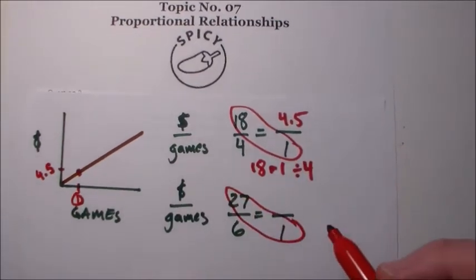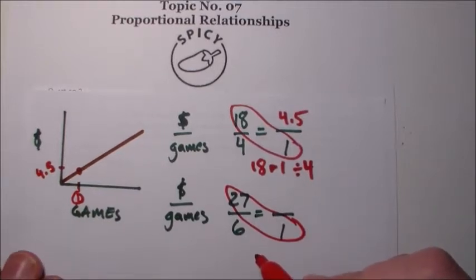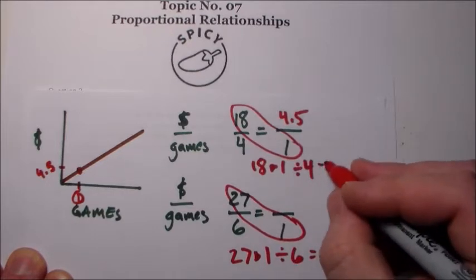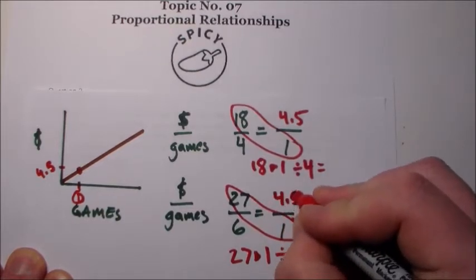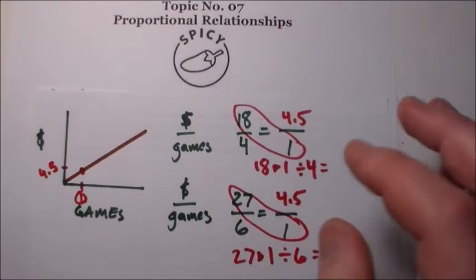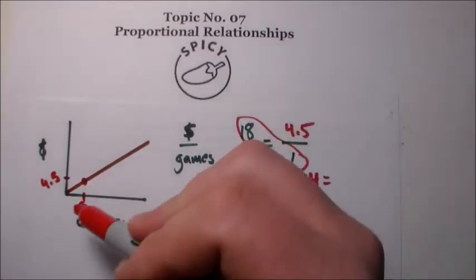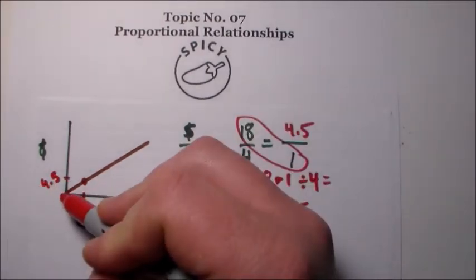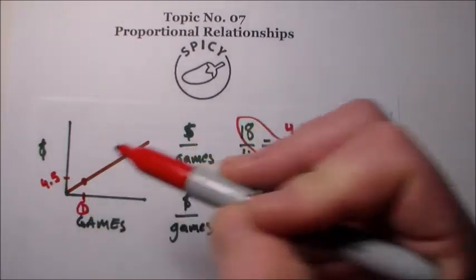And here, let's just see if it's the same. Another cross multiplication opportunity. 27 times 1 divided by 6. Yes, do that in your calculator, and again you will find it equals 4.5. So for every game, and we're told that all the games cost the same, for every game you're going to pay $4.50. You're going to rise $4.50 for a run of 1.